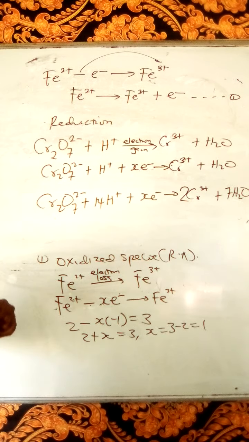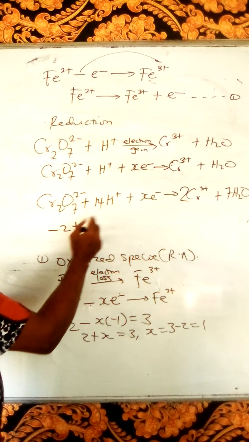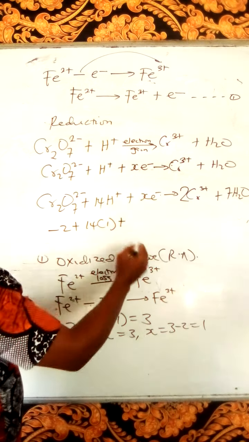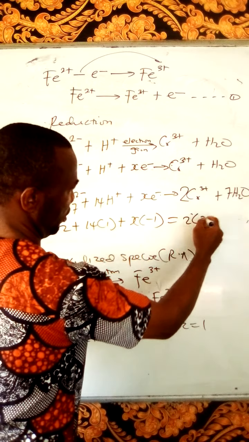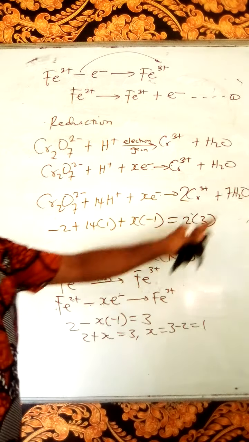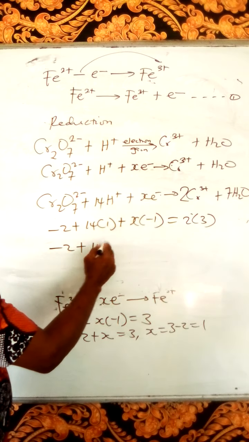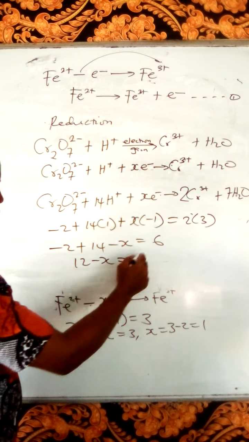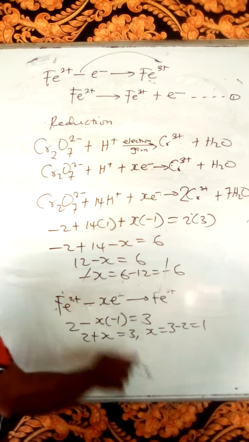So having balanced the atoms, we can now proceed to the electrons. How do we get the electrons? We add the charges. The charge on the dichromate ion is minus 2. The charge on the hydrogen ion is 14 times 1. Then the charge on the electron is minus 1, but multiplied by the S in front of it, and on the right, 2 times 3, which is 6 for chromium 3 ion. Water bears no charge, it is a neutral molecule. So we now have minus 2 plus 14 minus S equals 6. Minus 2 plus 14 gives us 12 minus S equals 6. Minus S gives you 6 minus 12, which is minus 6. So the minus cancels, and S is 6.